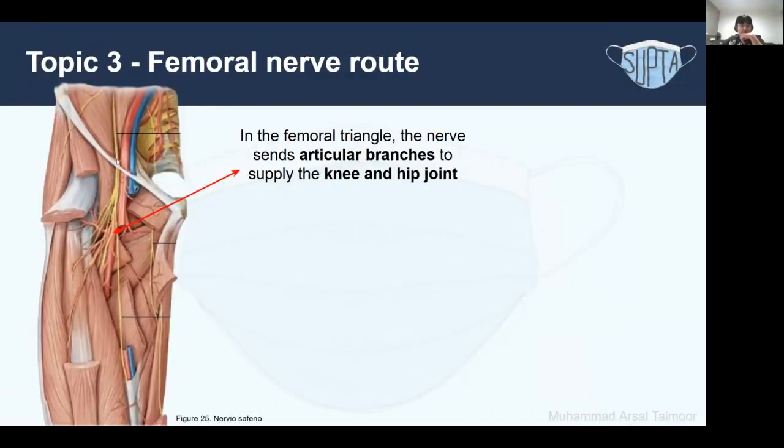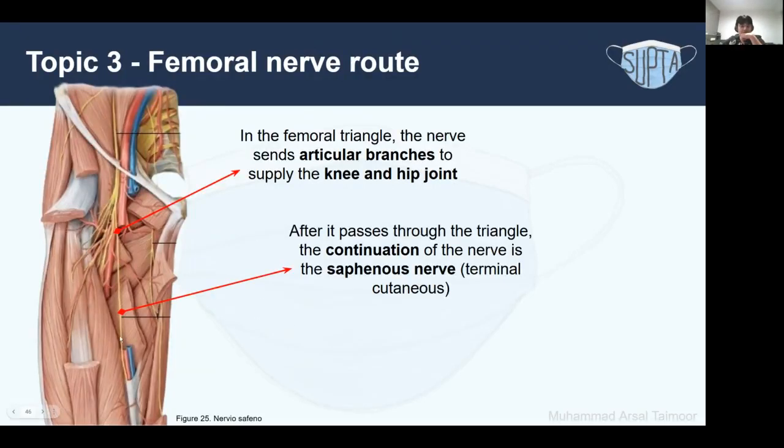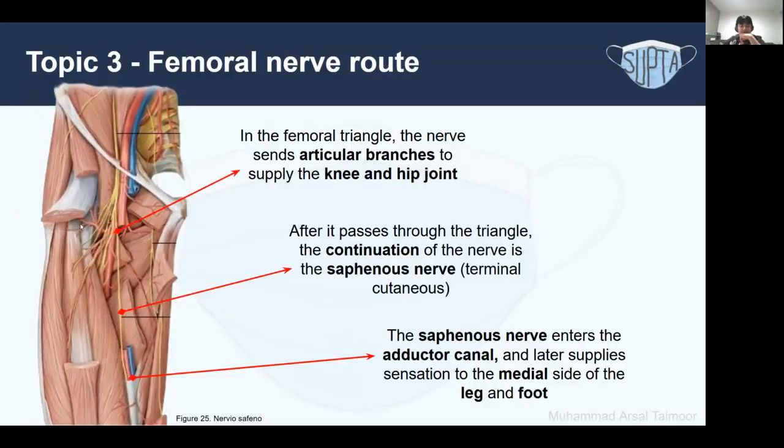It travels right underneath, sending its articular branches to supply the knee and hip joint. So the knee joint lower down, the hip joint above. And then as it passes through the triangle, it continues and becomes the terminal branch called the saphenous nerve. And it's a purely cutaneous nerve, meaning sensory. The saphenous nerve enters the adductor canal, which is right down here, and it supplies sensation to the medial side of the leg and the foot.